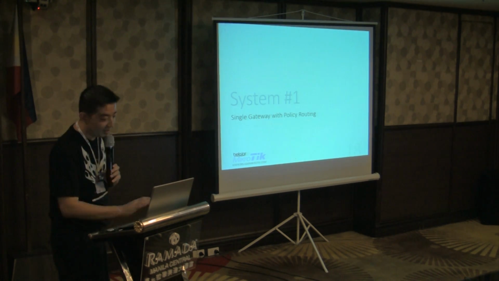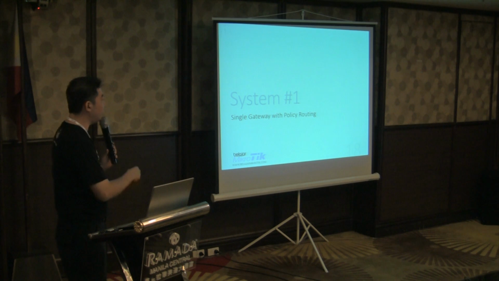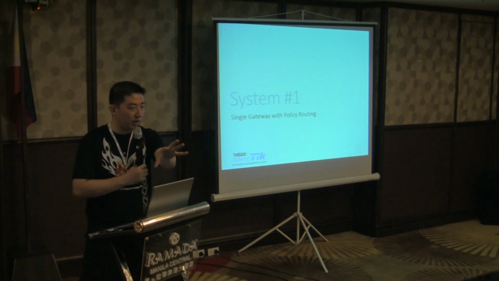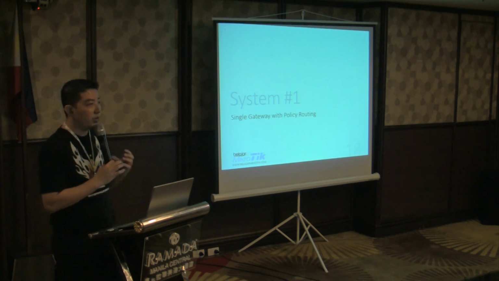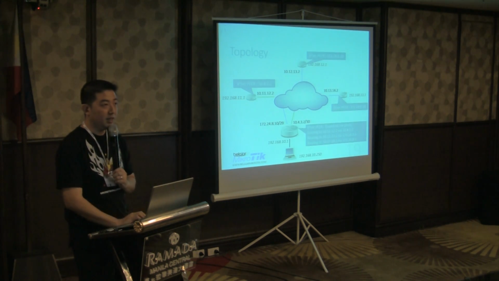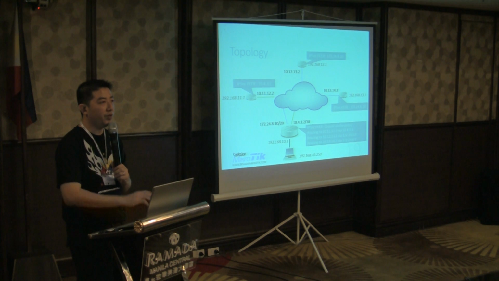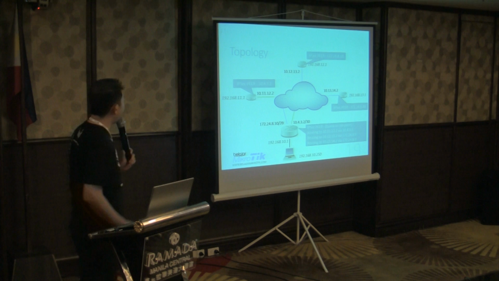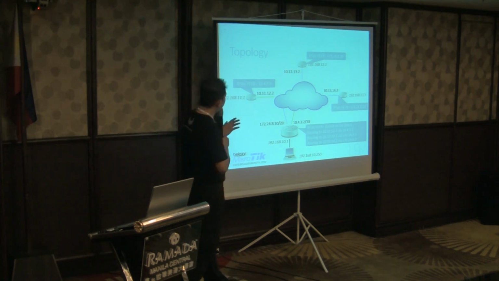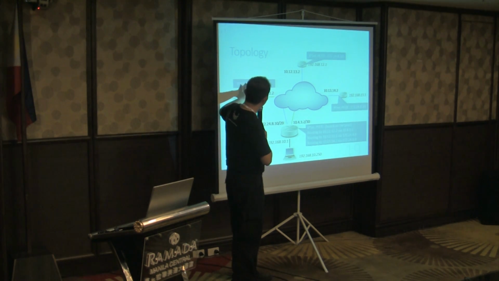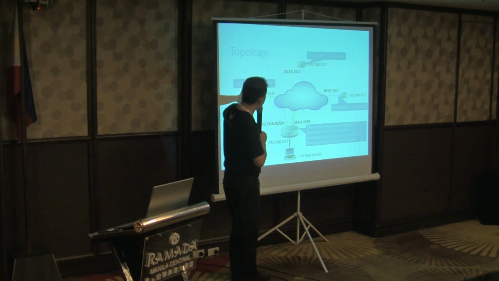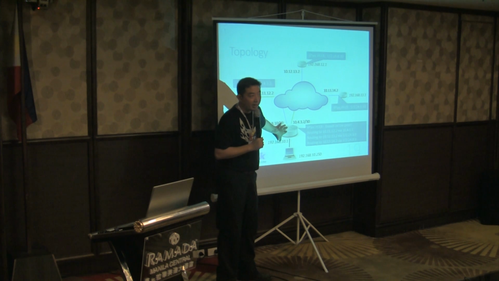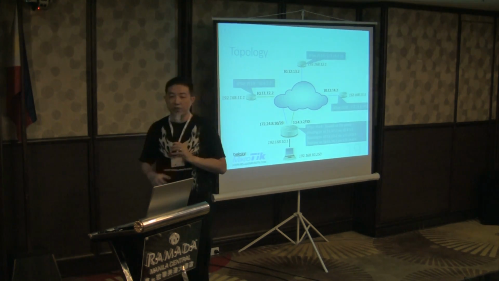Oops, sorry, too fast. System number 1 is about single gateway policy routing. So instead of using 2 routers and needing to change your laptop gateway, we propose to use 1 router and create a policy routing for that. Now we have a policy routing, which means that these branches will go this way, and these branches will go this way. It's a regular policy routing.